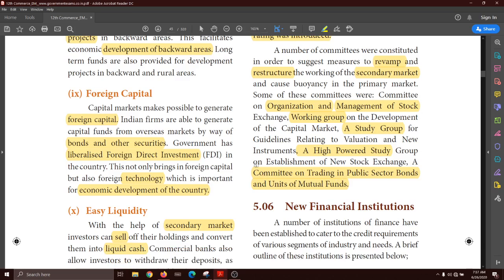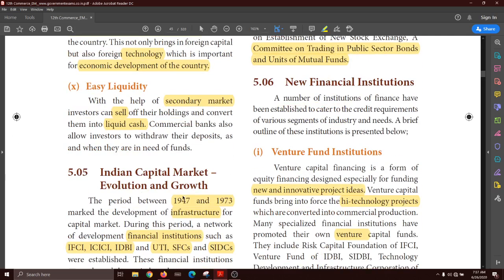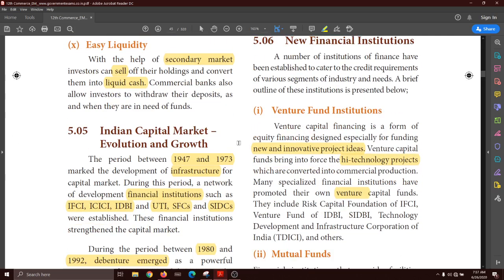Then a committee on trading in public sector bonds and units of mutual funds. All these committees were proof that they felt there were a lot of scams or fraudulent activities, or that they needed to look far ahead. These committees laid down various rules and regulations to be followed by the investors, corporate sectors, and those dealing in the financial market. So this is the evolution and growth of the capital market.